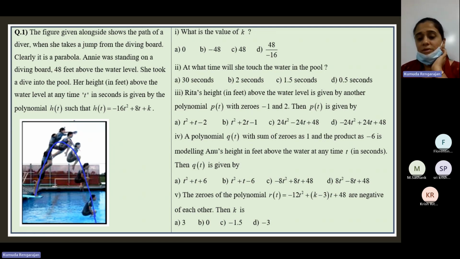The zeros of the polynomial R of t given here are negative of each other. Then the value of k is. When one zero is the negative of the other, then, this I think you can do it.